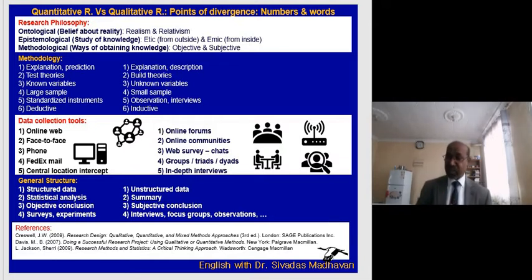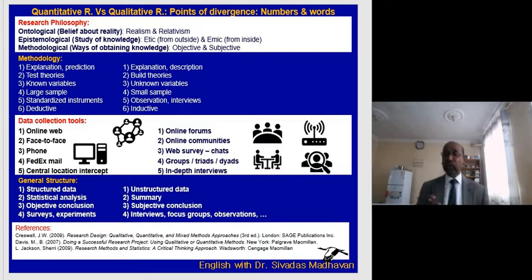And in quantitative research, it will be statistical analysis, but on the other hand, it will be summarizing, summarizing the ideas, because in qualitative research they deal with ideas, opinions, views, etc. So it will be summarizing the ideas. And the next one is, in quantitative research, the objective conclusion will be the main point. They focus on the objective conclusion.